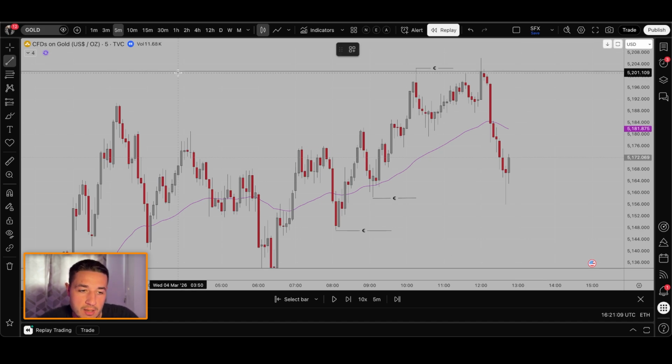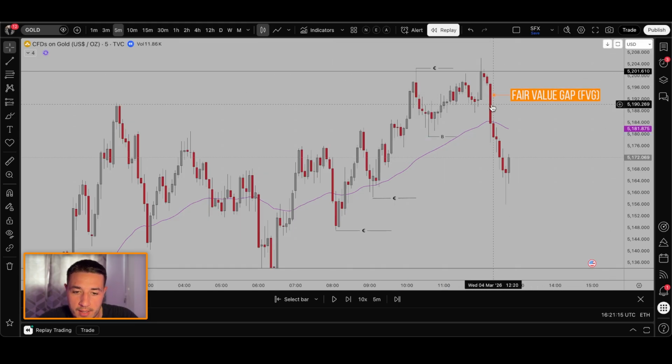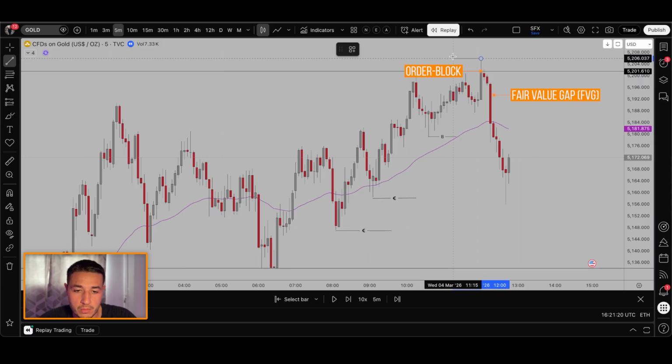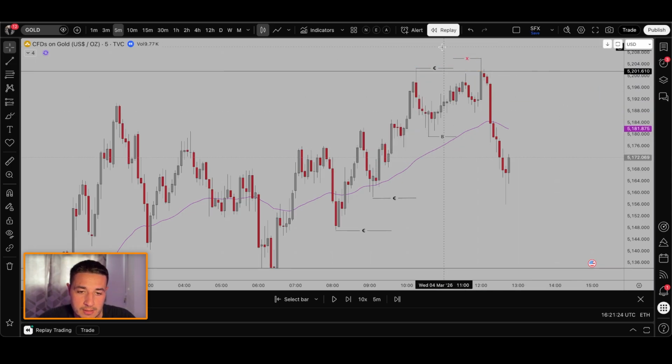Now let's mark the chart up. Okay, so we had a break of structure. We created a fair value gap. We have the order block. We took out liquidity to the left side. We did all of it, right? I'm going to mark that up. X. We did all of that.